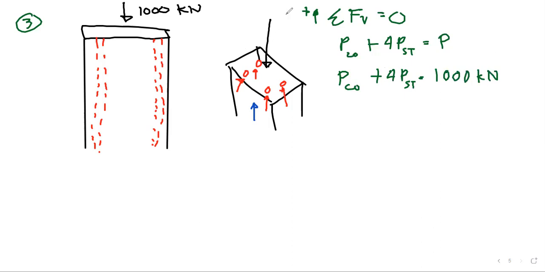So, that's the working. Now, let's proceed to the areas. The dimension of our concrete post is 300 mm by 300 mm, and for our steel, it has a cross-sectional area of 900 mm squared.